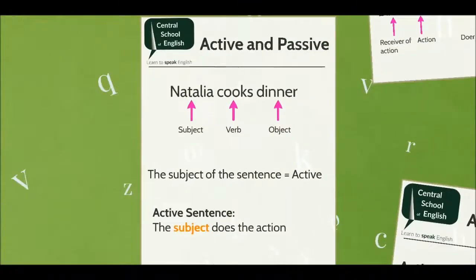For example, Natalia cooks dinner. The subject of the sentence is Natalia. Natalia does the action. The object of the sentence is dinner. Dinner receives the action. This type of sentence is known as an active sentence. The active voice communicates that the subject of the sentence is active. The subject of an active sentence does the action in the sentence.